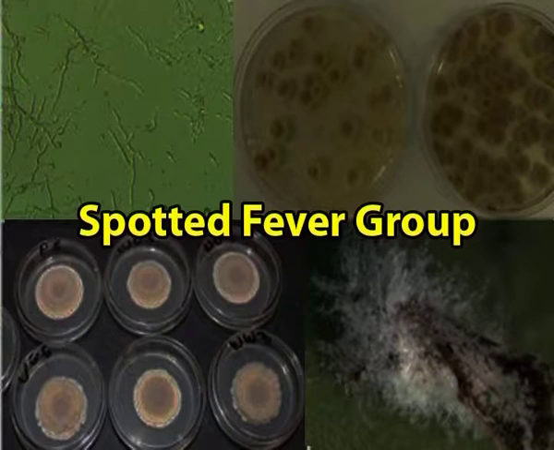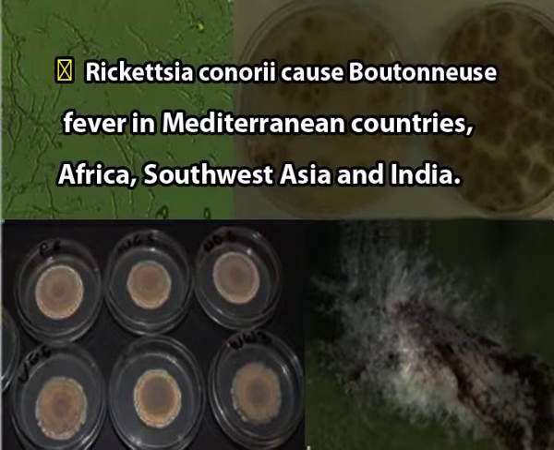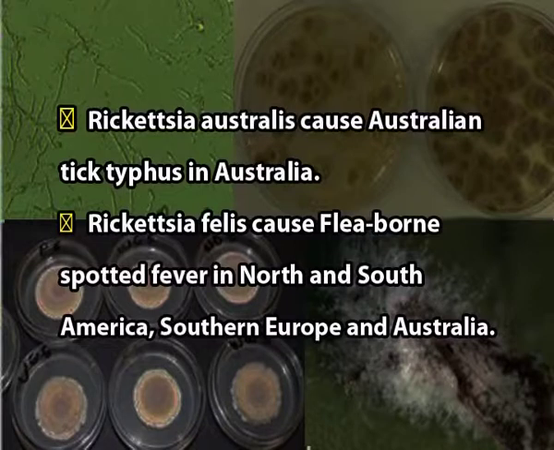Spotted fever group. Rickettsia rickettsii causes Rocky Mountain spotted fever in the Western Hemisphere. Rickettsia akari causes rickettsialpox in USA and parts of Russia. Rickettsia conorii causes Boutonneuse fever in Mediterranean countries, Africa, Southwest Asia, and India. Rickettsia sibirica causes Siberian tick typhus or North Asian tick typhus in Siberia, Mongolia, and northern China. Rickettsia australis causes Australian tick typhus in Australia.